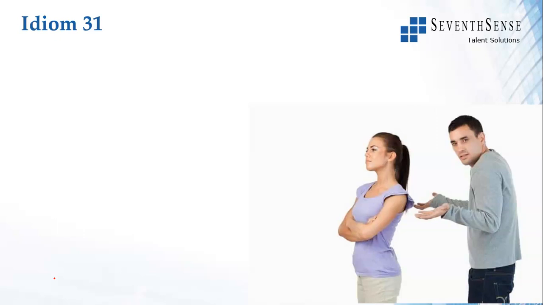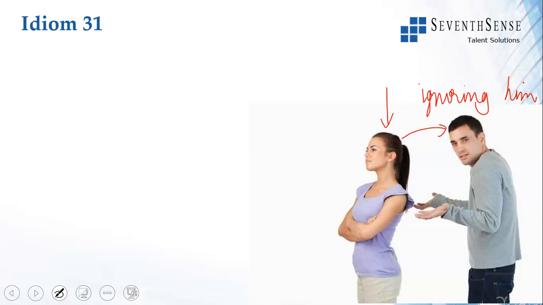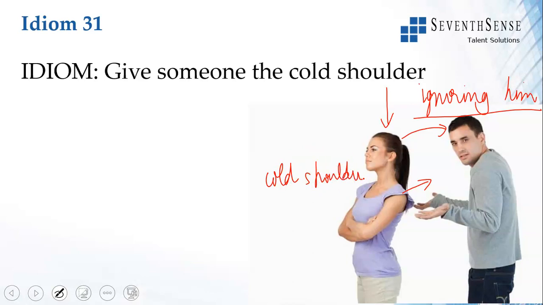What do you think this woman here is doing to him? She is ignoring him. So this photo is good because it is showing what she's doing and also giving you a clue on what this idiom is. She is showing the shoulder, and if you know fashion, this is known as a cold shoulder top. So the idiom is actually give someone the cold shoulder.